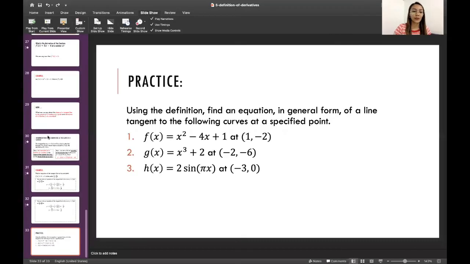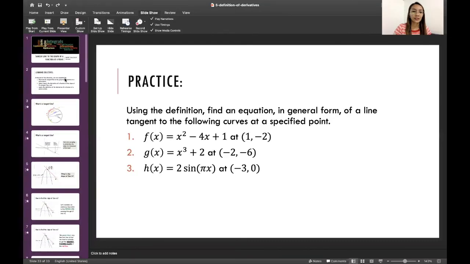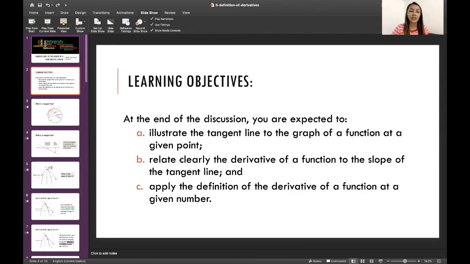Okay, but before we end, let us first go back to our learning objectives. Illustrate the tangent line to the graph of a function at a given point. So we illustrated the tangent line. That is check. Letter B, we are able to relate clearly the derivative of a function to the slope of the tangent line. And letter C, we are able to apply the definition of the derivative of a function at a given number.